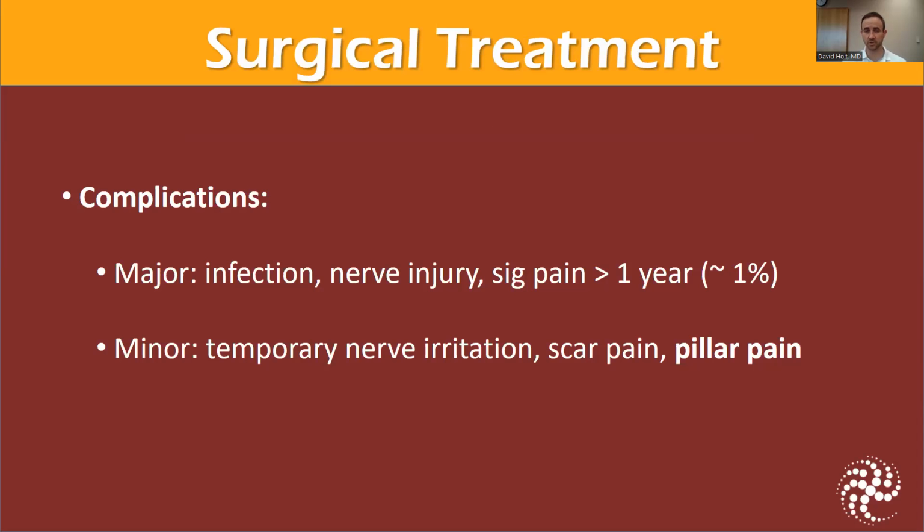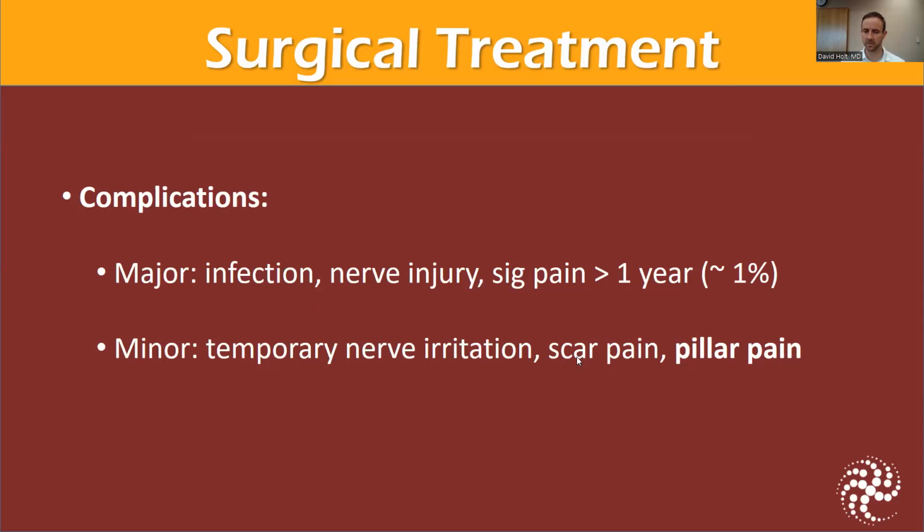So complications of surgical treatment, I always tell people any surgery can cause complications. A major complication like an infection that needs treatment, a long-term nerve injury, or based on studies, significant pain beyond a year, again, with both very low rates of serious complications at about 1%. Minor complications are not uncommon. Temporary nerve irritation, occasionally the nerve that's released or some of the branches of that nerve will get irritated and even be a little more tingly after surgery, not common, but can have some temporary irritation.